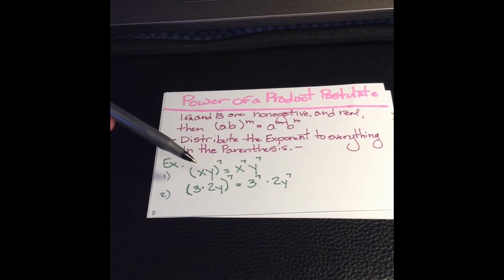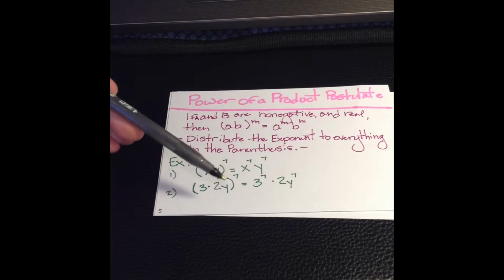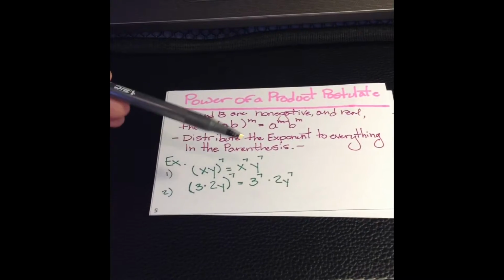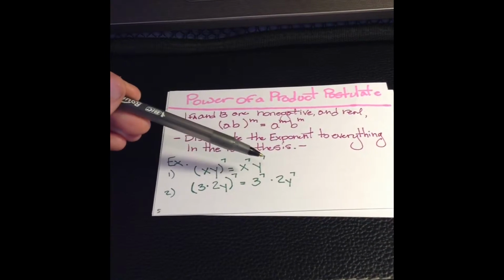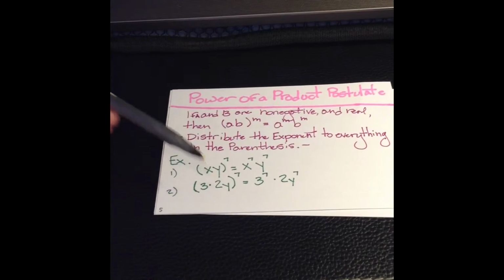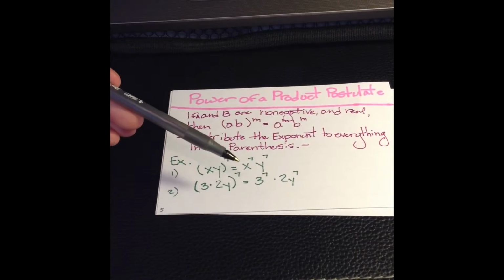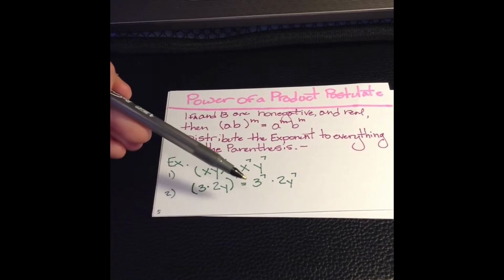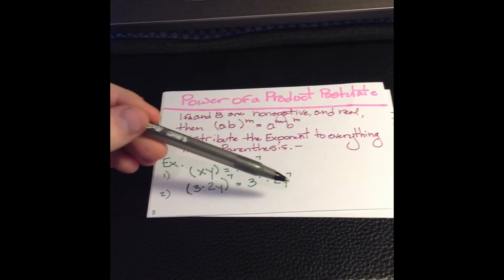And examples, x times y in parentheses to the 7th equals x to the 7th times y to the 7th. Another example could be 3 times 2y in parentheses to the 7th equals 3 to the 7th times 2y to the 7th.